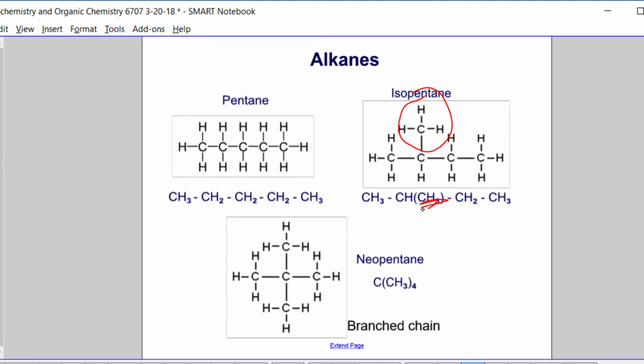And then neopentane, so pentane meaning 5 carbons single bonded, but this structure is highly branched, where we have 1 carbon in the middle surrounded by 4 CH3 groups. So our condensed structural formulas here kind of show us how the carbons are all connected that lead to these different either straight chain or branch chain alkanes.